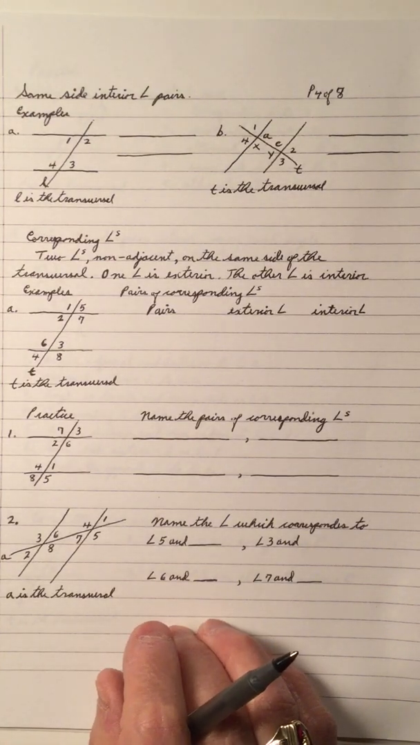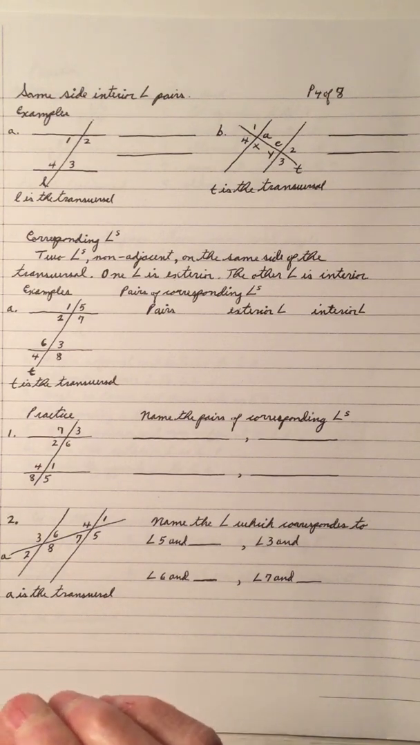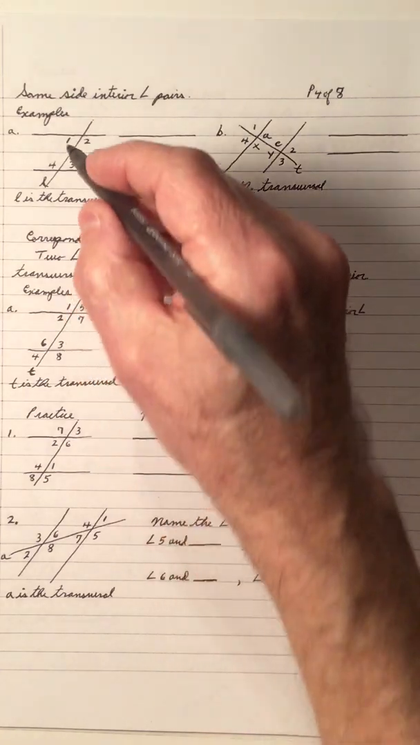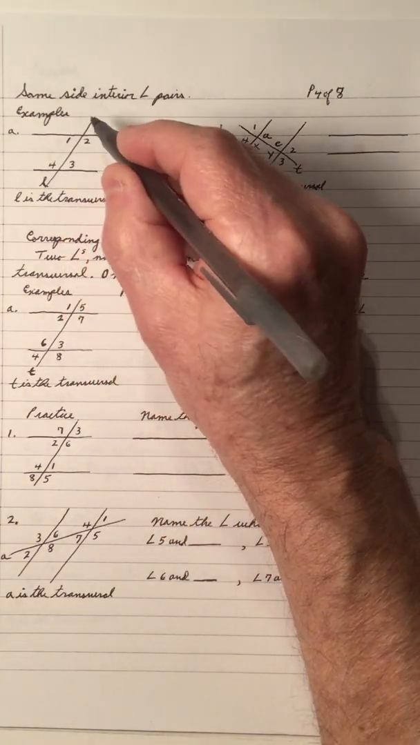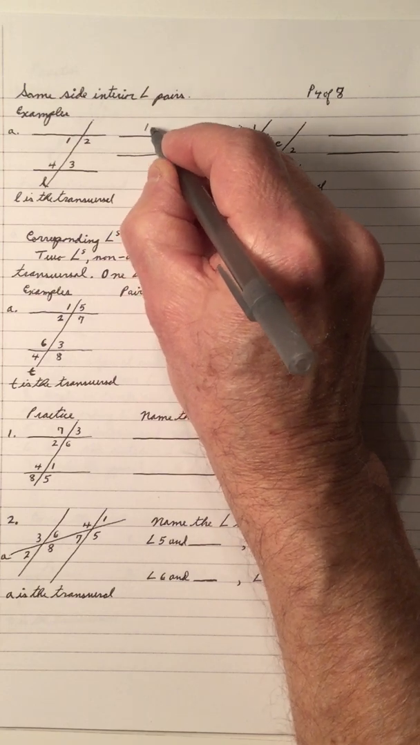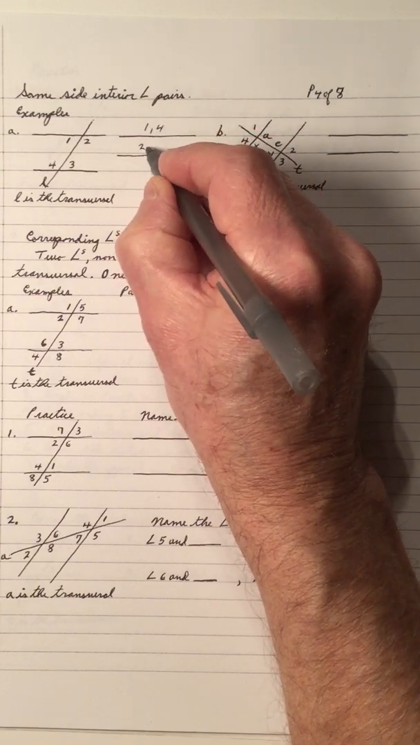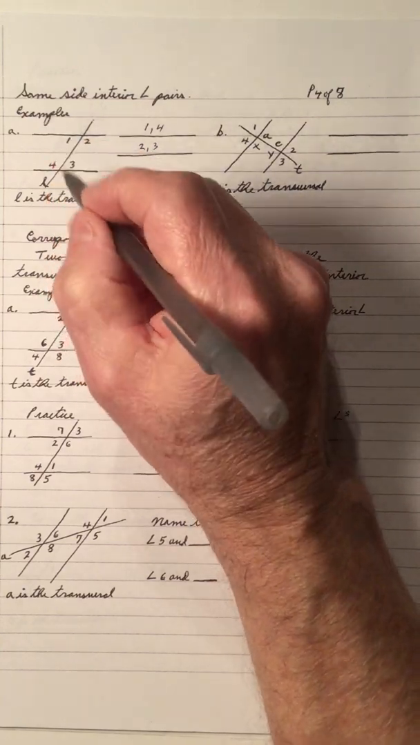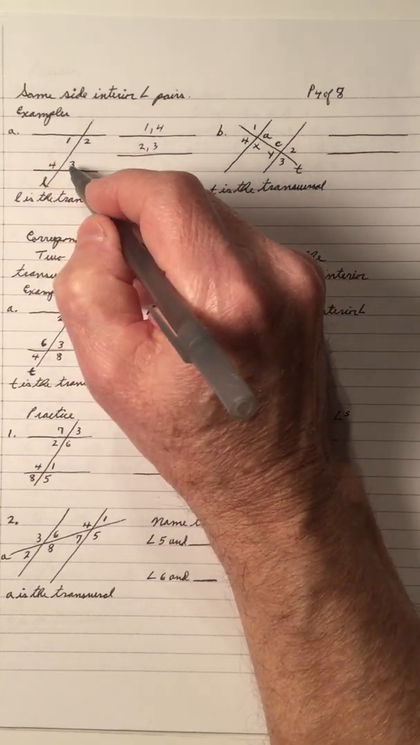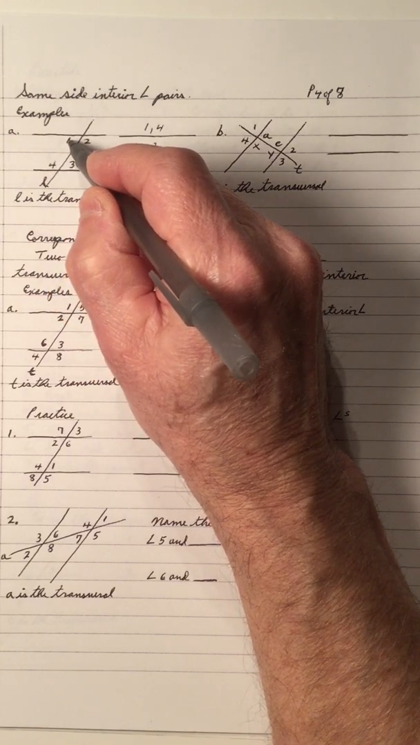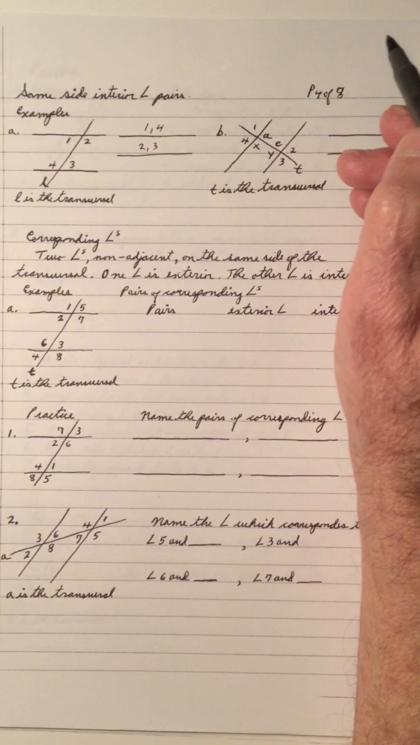Same side interior angles. Same side interior means interior angles on the same side of the transversal. So if you think of L as the transversal, then the same side interior angles are 1 and 4, 2 and 3. Alternate means to move across. That would be 1 and 3, 2 and 4. But on the same side would be 1 and 4, 2 and 3.